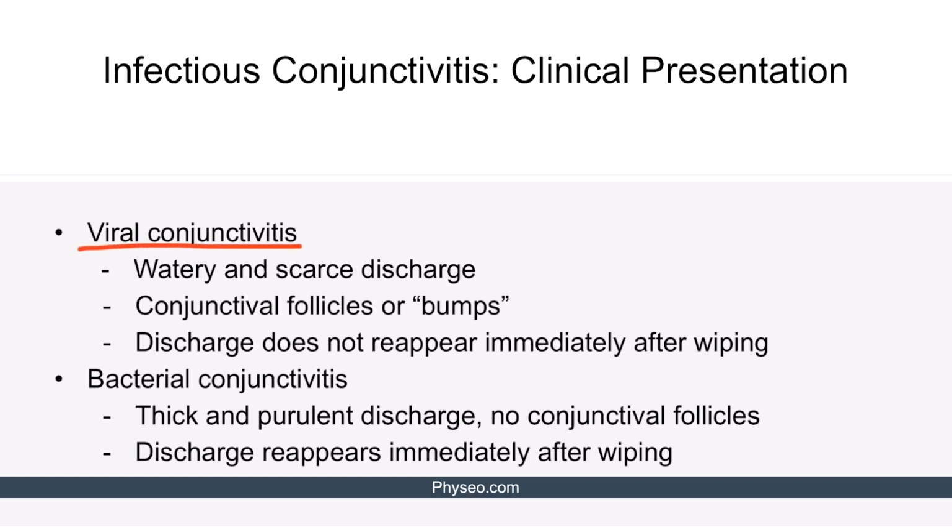Now let's discuss the clinical features which can help distinguish viral from bacterial conjunctivitis. Viral conjunctivitis is characterized by watery and scarce discharge. Additionally, there are conjunctival follicles or bumps on the physical exam. The eye discharge does not reappear immediately after wiping. In contrast, bacterial conjunctivitis is characterized by thick and purulent discharge. There are no conjunctival follicles on the physical exam. Additionally, the discharge reappears immediately after wiping.